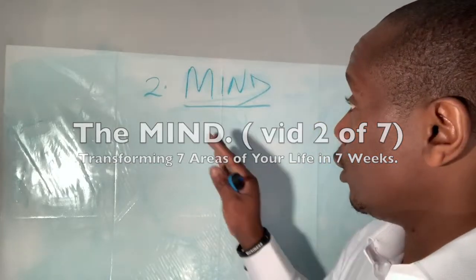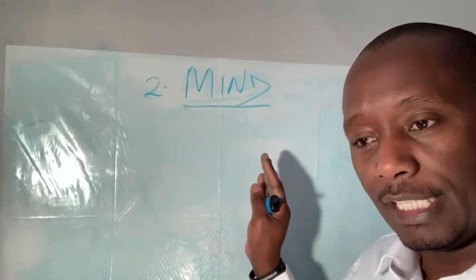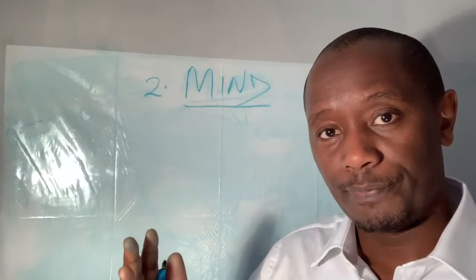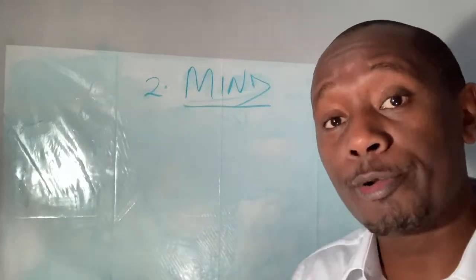Last week we looked at the body and today we're going to be looking at the mind. In order for us to understand what the mind is, let's first create an image of the mind, or an image that will represent the mind.